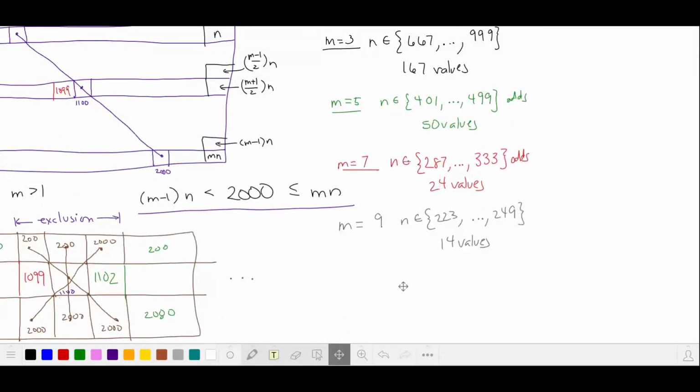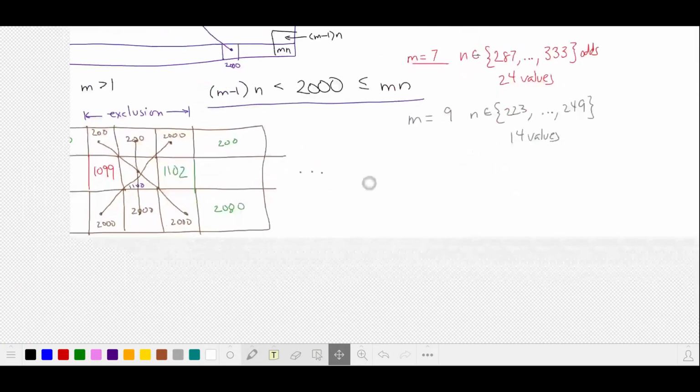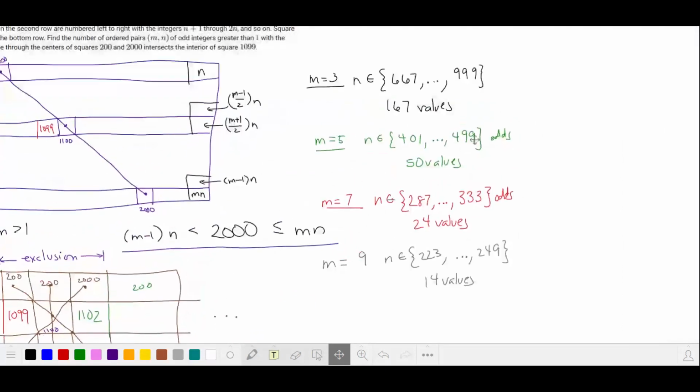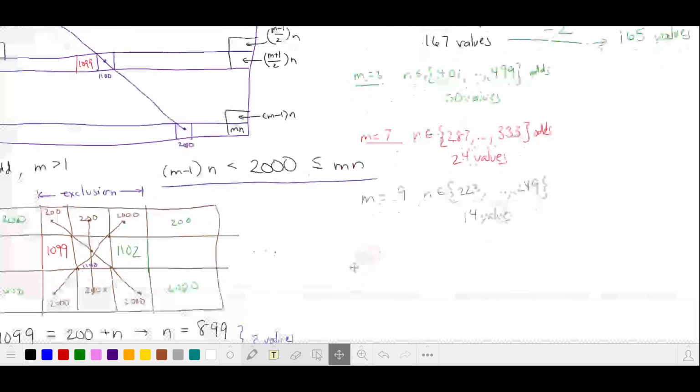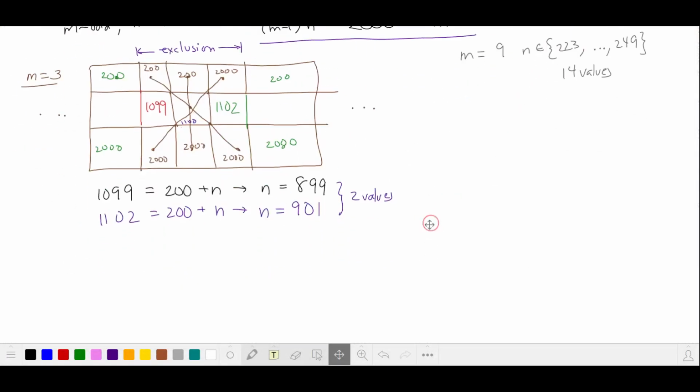Let's take a look at our list of values of n. And in fact, what was it? 899 and 901, those are in our set. We can then subtract 2 from our 167 values, subtract the 2 invalid values. That leaves us with 165 values. Great. Let's continue on with n equals 5.